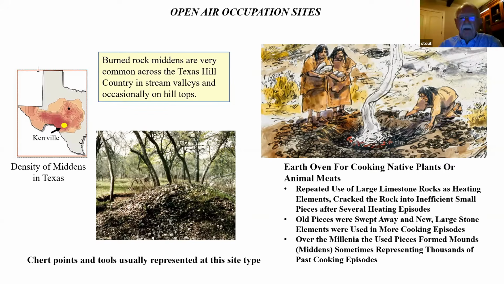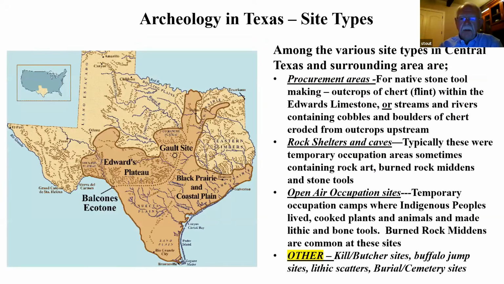And then the other kinds of sites, very, very few of them are here in our area. But you see those kill and butcher sites, buffalo jump sites, and so forth. Lithic scatters, rather, are really quite common. They're just where they made the tools, so that the flint flakes that came off of the tool making left a scatter of lithic material.